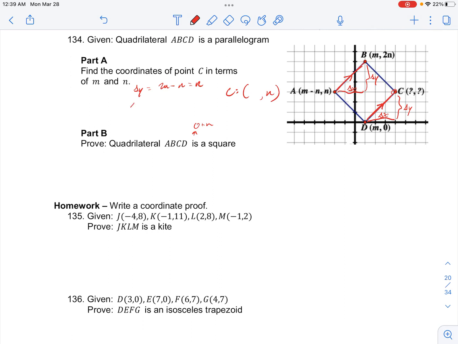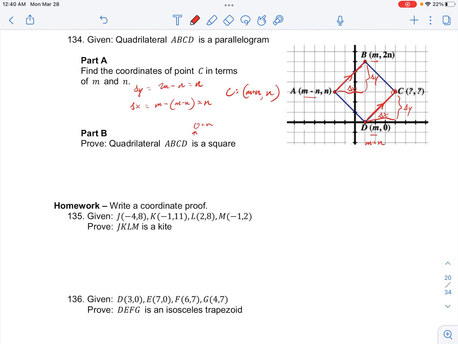And for the x coordinate, our change in x is the x of B, that's m, minus the x coordinate of A, that's m minus n, which gives us a change of n. So we also add n to the x coordinate of D, which gives us an x coordinate of m plus n for C.